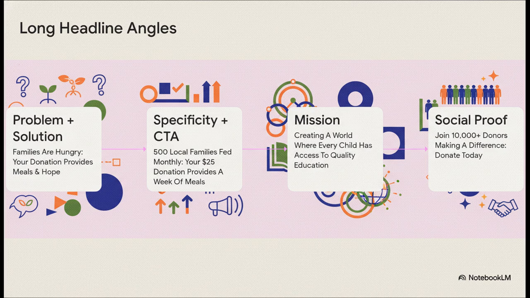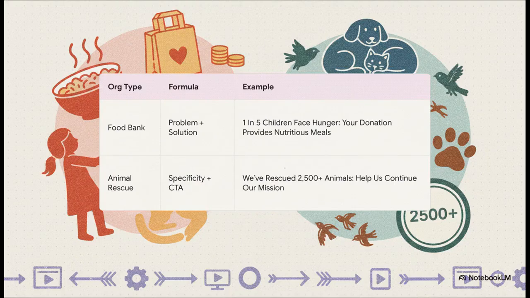You can frame a problem and immediately present your organization as the solution. Or you can use hard data to build credibility and then pivot to a clear call to action. Just look at how powerful these become. A food bank isn't just asking for money, it's framing the entire ask around the fact that 1 in 5 local kids are facing hunger. An animal rescue isn't just saying, help us, they're giving you social proof by saying, hey, we've already saved 2,500 animals.